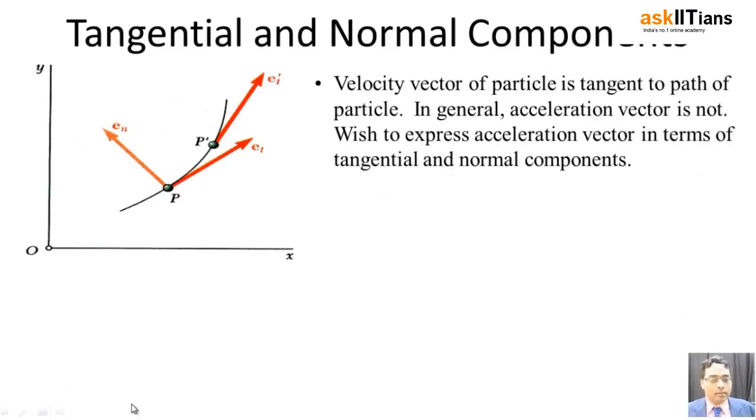Okay. Taking it further, we can say that there are going to be two components, the tangential and the normal components. One is going to be a tangential component like this, and the normal component is always going to be directed towards the center of motion. So when the velocity vector is tangent to the path of the particle, in that case the acceleration vector is not going to be tangent.